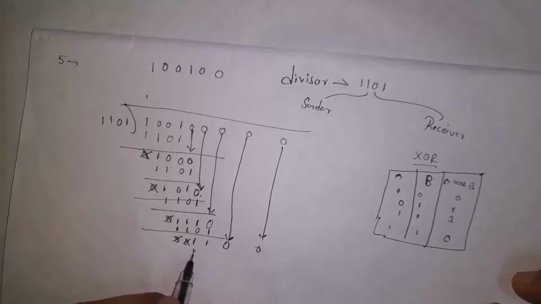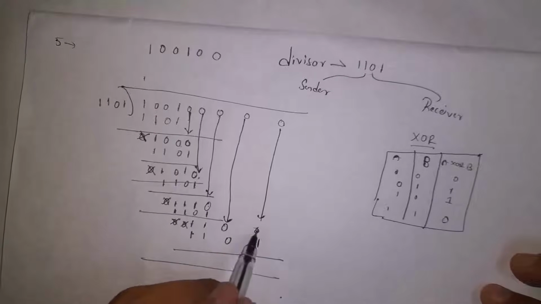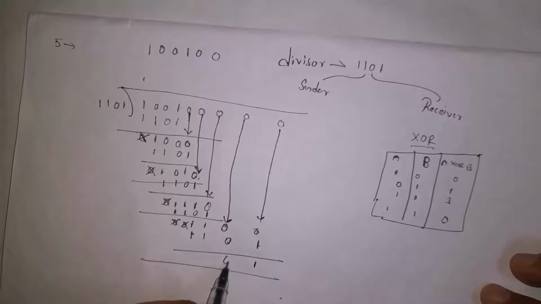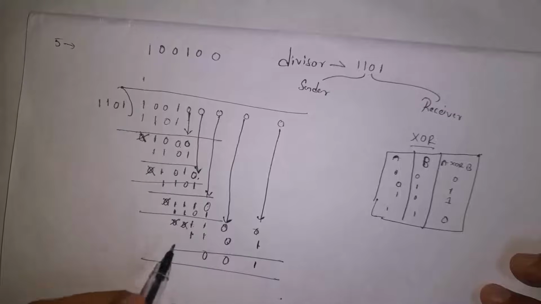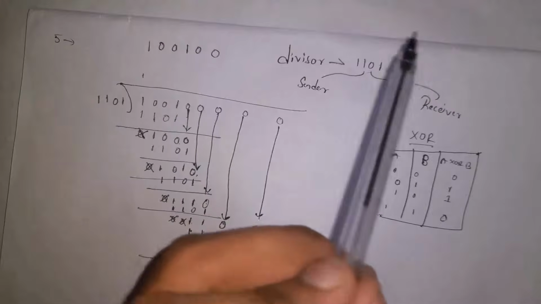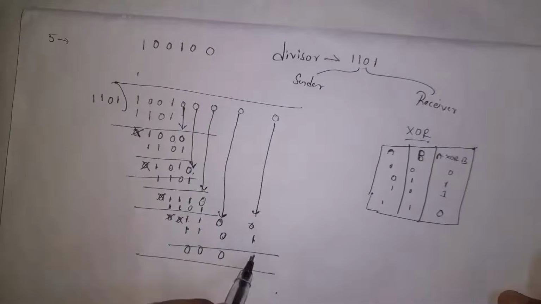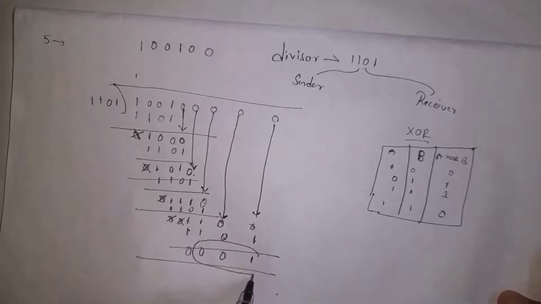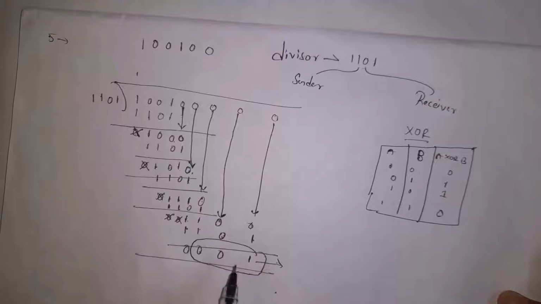Again divide, that is 1101. So for 0 1 1, for 0 0 0, for 1 1 0 and again for 1 1 0. The divisor contains 4 bits, so we added 3 zeros. So even for CRC, we need to consider the last 3 bits. So 001 is my CRC code.